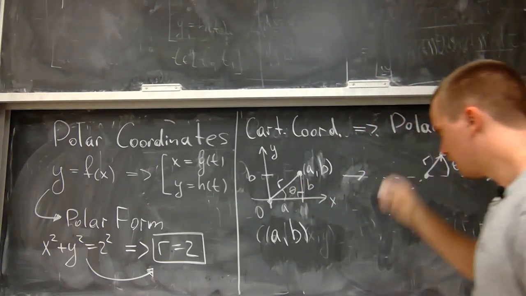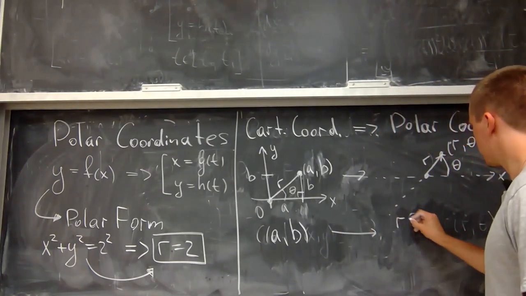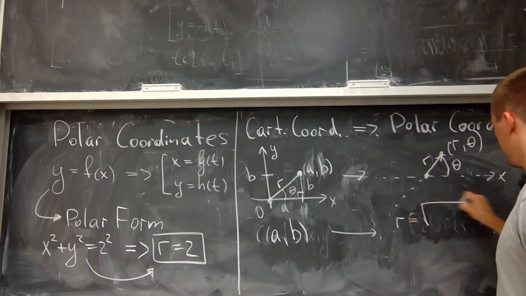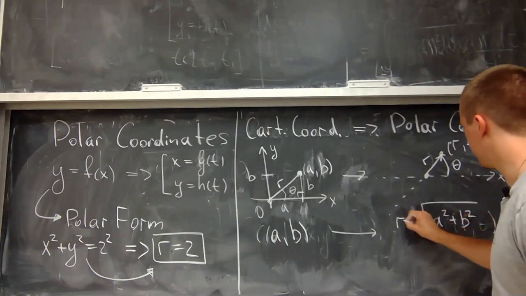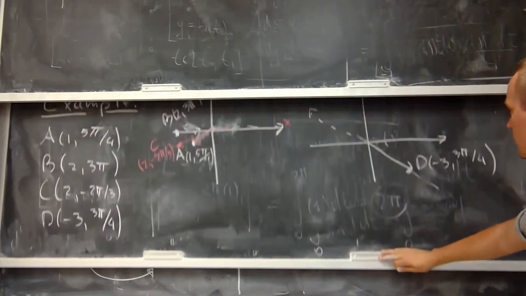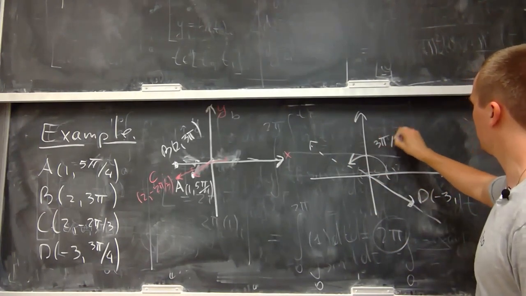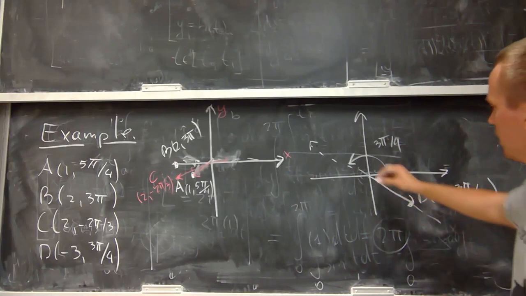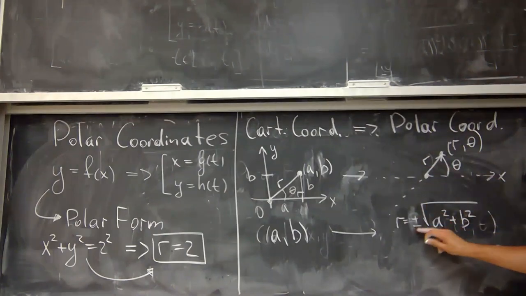So what can I conclude? From this point A and B, I can find my r, and r is going to be equal to the square root of A squared plus B squared. And it's actually going to be plus or minus, and you need to choose plus or minus depending on theta, how you're going to rotate your vector. Because you remember, in this problem we rotated this vector by angle 3 pi over 4, but then we used our r to go in the negative direction. So instead of plus, you will choose minus.